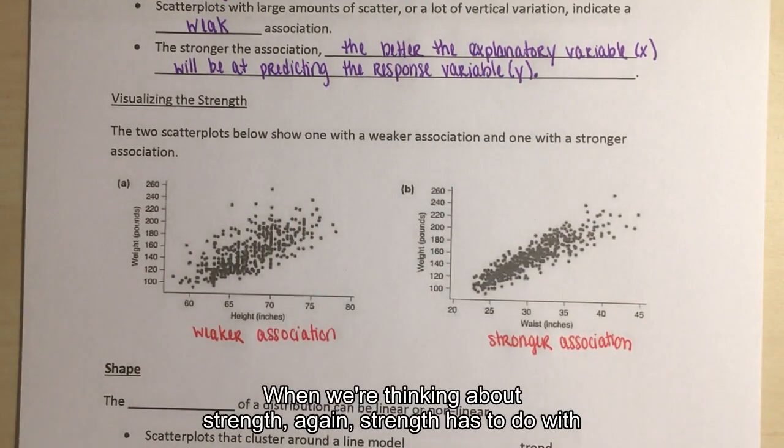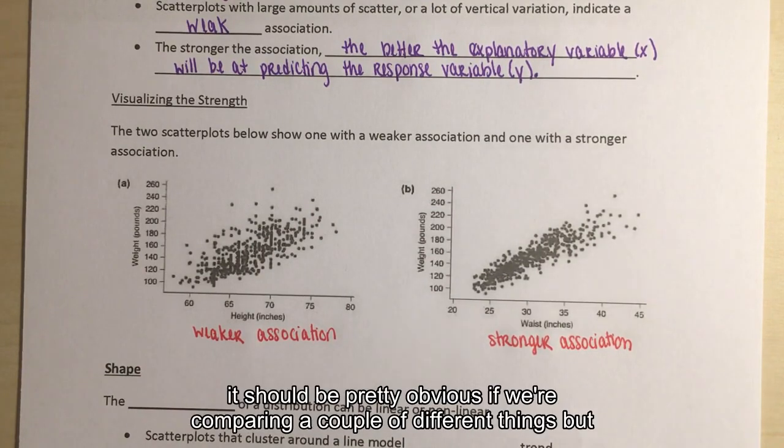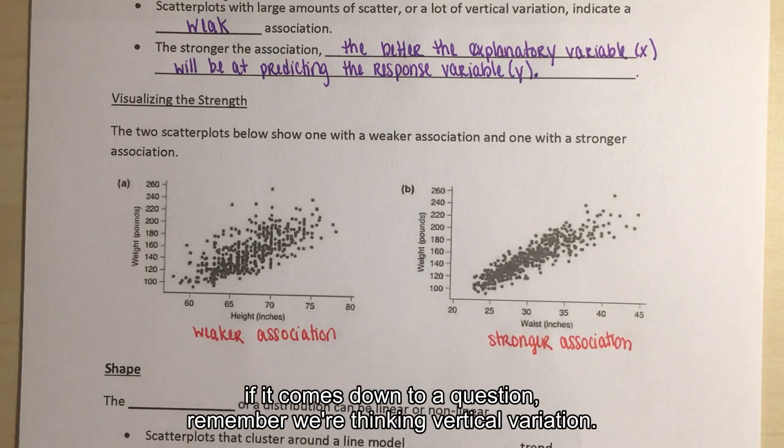So when we're thinking about strength, again, strength has to do with our amount of vertical variation, and as we're looking at them, it should be pretty obvious if we're comparing a couple of different things, but if it comes down to a question, remember we're thinking vertical variation.